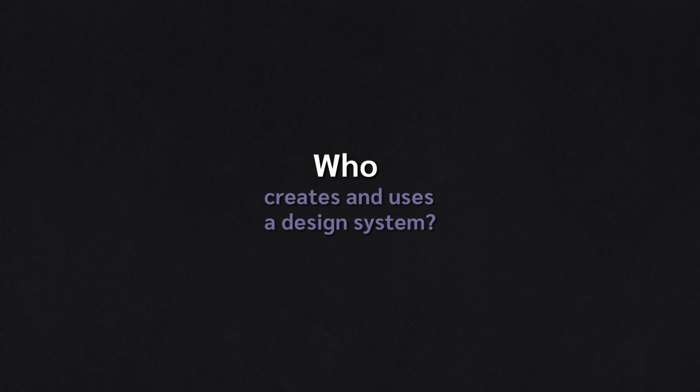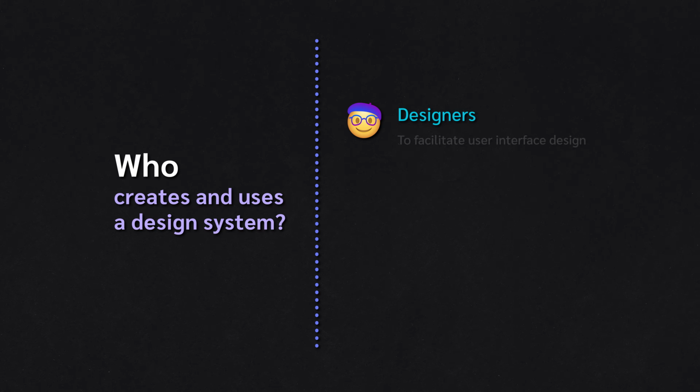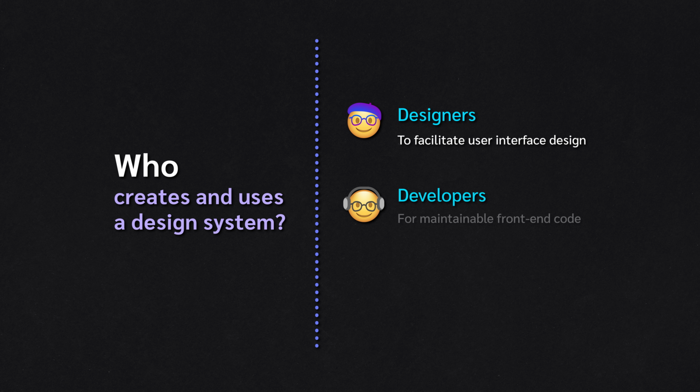Who creates a design system and who uses it? A design system is a tool created by designers to facilitate better user interface design and developers to make the code they work with more maintainable, so that users of the system can benefit from a consistent and well-maintained user interface.